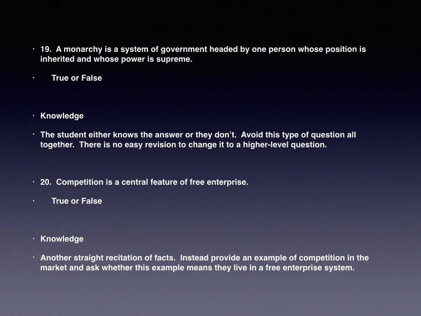The last two questions I chose were true and false questions. Again, both of them on the Bloom's taxonomy chart assess knowledge, and the student either knows the answer or they don't. It's my opinion to avoid this type of question altogether. There's no easy revision to change it to a higher level question for number 19. However, for number 20, this is a knowledge question, another straight recitation of facts. A possible revision would be to provide an example of competition in the market and ask whether this example means they live in a free enterprise system.